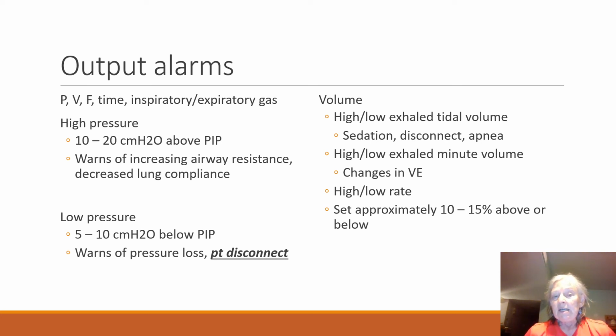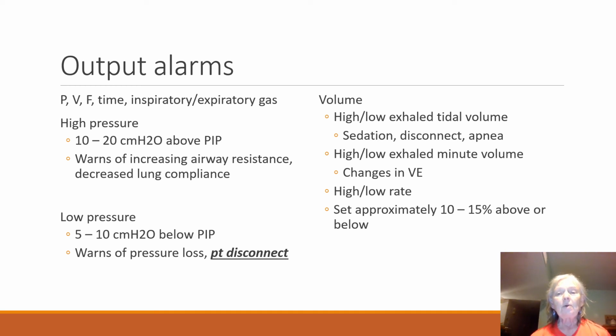It warns of increasing airway resistance, decreased lung compliance. What could set it off: biting the tube, a kink in the tube, water in the circuit, different things along that line. Low pressure, we normally set about 5 to 10 centimeters water pressure below the average PIP. It tells you that the patient's got a disconnect, or there's an opening in the circuit, or the cuff pressure is too low and now we have a great big leak around there and the volumes are much lower and there's a problem. We need to go in and take care of it.